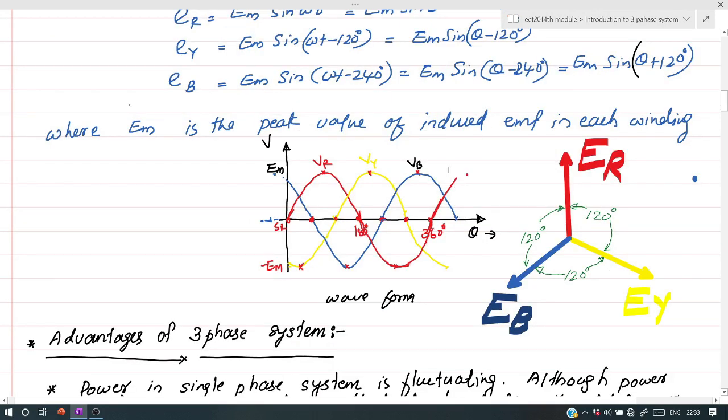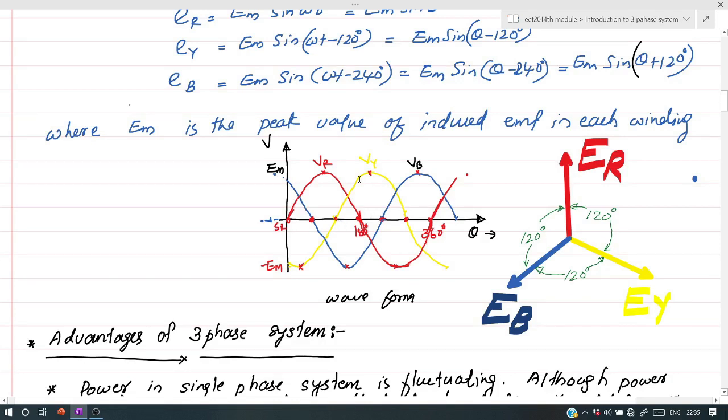This is the voltage waveform in a three-phase system. Here the voltage in the R phase is 0 volt at 0 degree and it attains peak value at theta equal to 90 degree. Then again it becomes 0 at theta equal to 180 degree and it goes to the negative direction. In a similar way, the Y phase voltage starts from 0 volt 120 degree after the start of the R phase. That is, the distance between this point and this point is 120 degree. Then after the starting of the Y phase voltage from 0 degree, it will attain maximum at 90 degree with respect to this starting point.